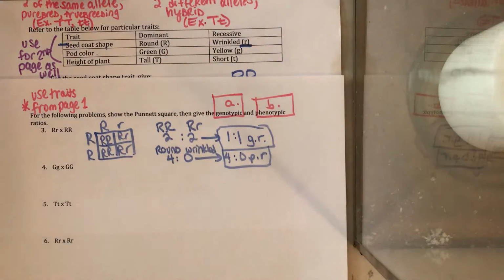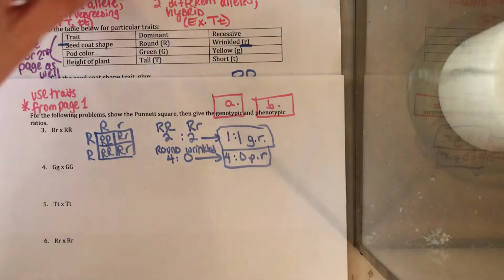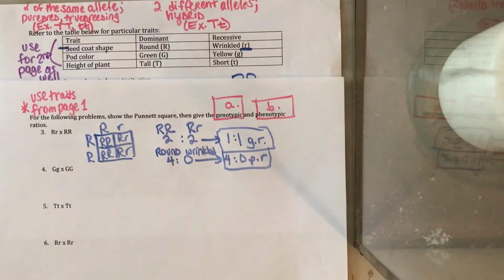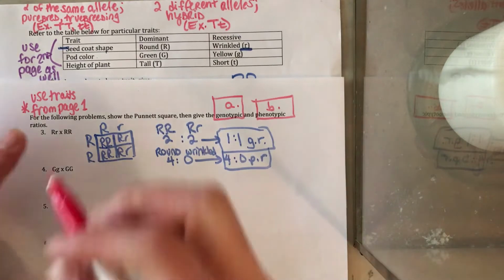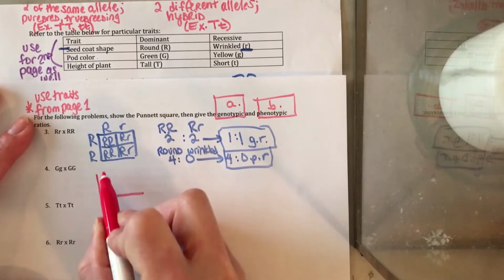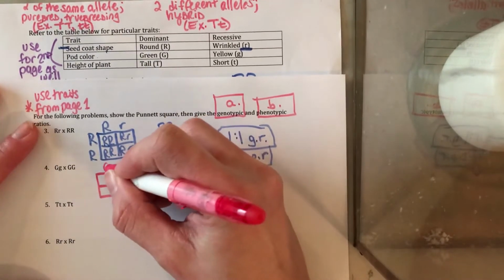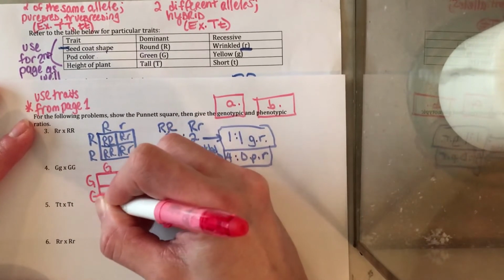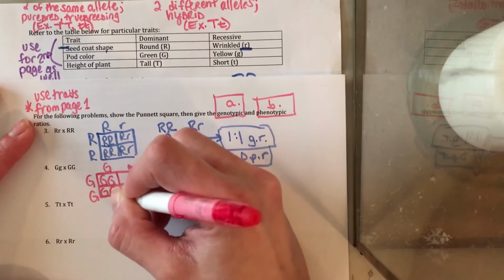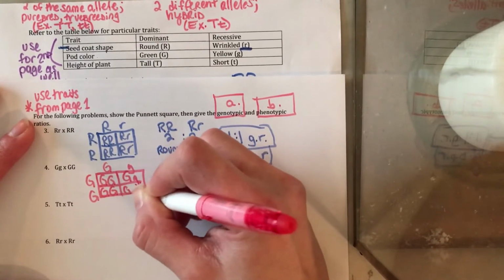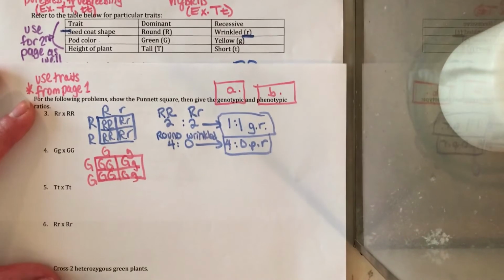So go on to number 4, and it's very similar. It's just with a different trait. So we have capital G, lowercase g, combined with capital G. So here, this is basically the same pattern, different traits, but homozygous dominant. Here's our heterozygote and our heterozygote.